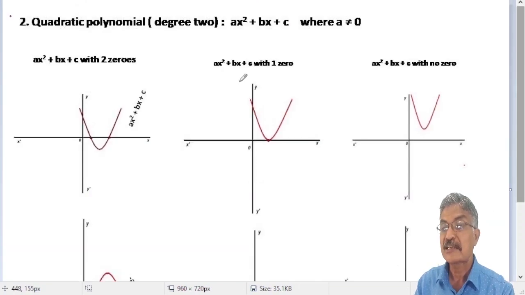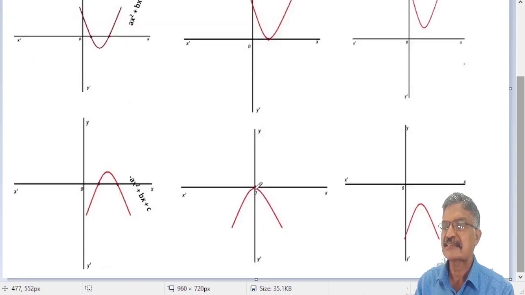Thus it has two different zeros. Sometimes the graph of the polynomial may come in this way. Then that polynomial has only one zero. Here only one zero. Here it is also one zero. It will not cut the x-axis, it will touch the x-axis. Then it may have only one zero.